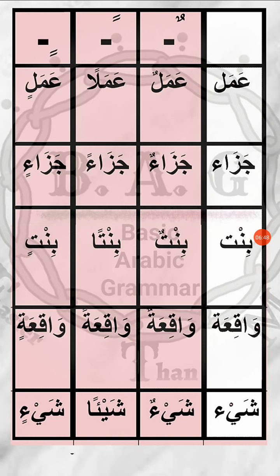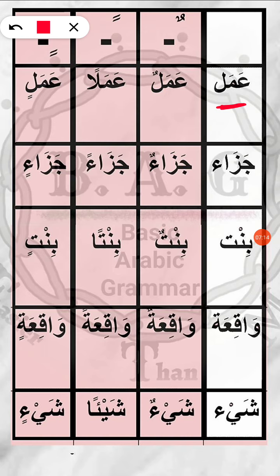Now there are a couple of examples that I wanted to discuss. I have skipped the tanween in the first column on purpose, because I want you to form the rafa, nasab and jar forms on your own. So you can simply pause this video if you want, and make the rafa, nasab and jar forms of each of these words, and then play the video and check your answers.